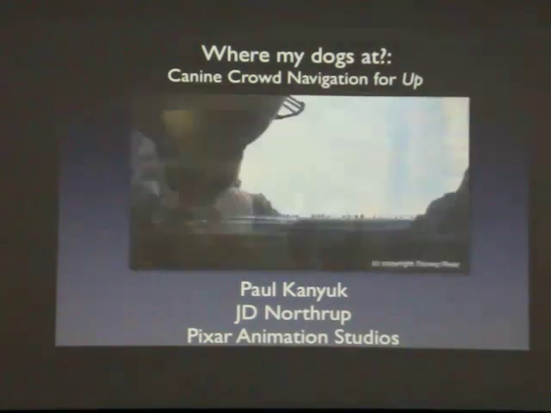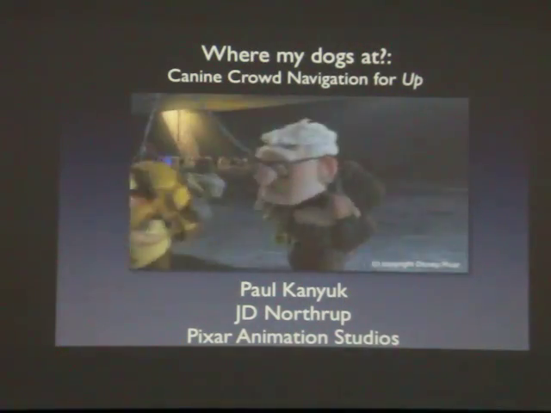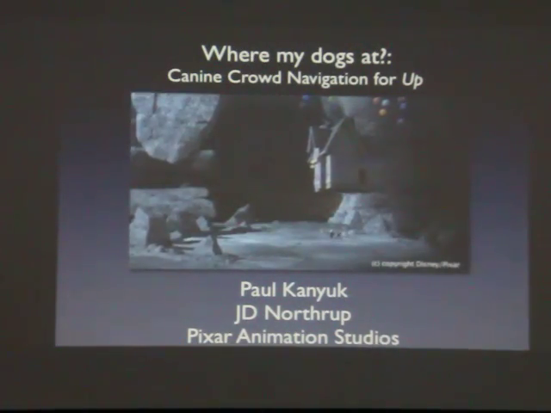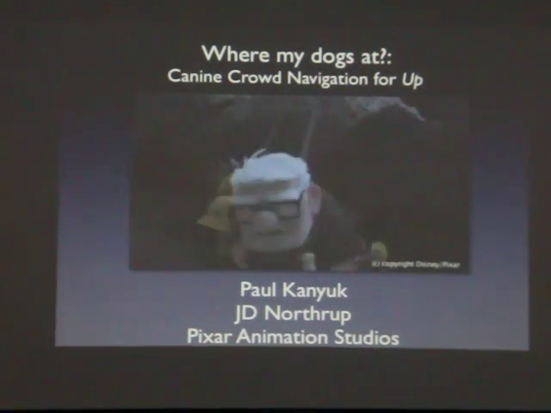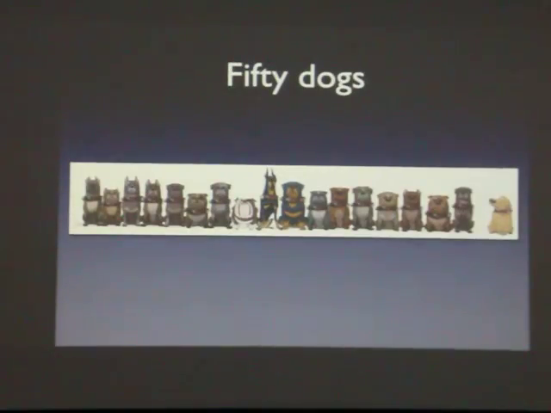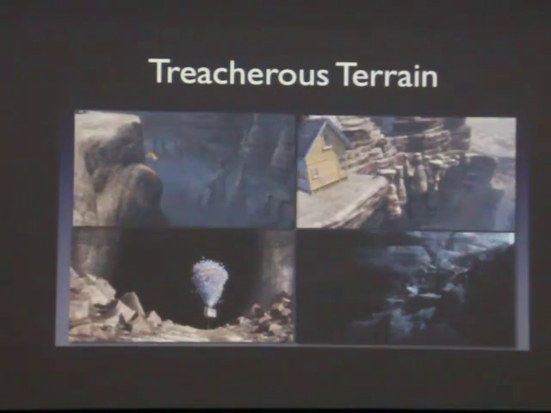So, next up, moving forward in history, we have the film Up, where we have lots of dog crowds. So the challenge was a little different on Up. We only had 50 dogs. That's not 50 in that image, but that's actually fairly small for a crowd. So we didn't have to use that complicated WALL-E rendering out of Massive pipeline. We could use more like what we did on Ratatouille, where we could bring them back into our own animation software. Where the challenge came from was the fact that the terrain was very complicated.